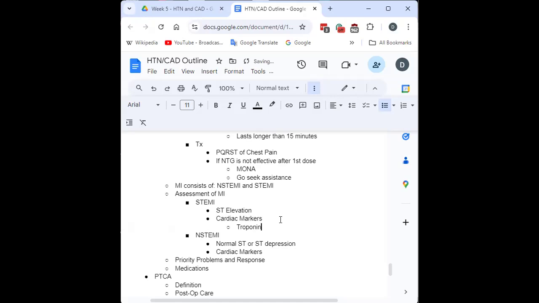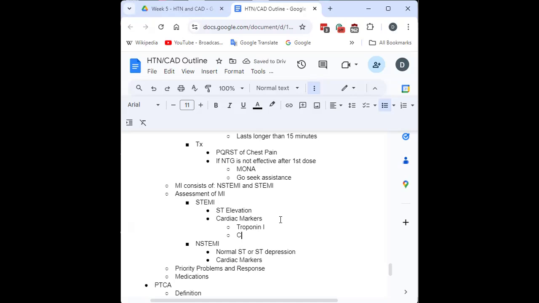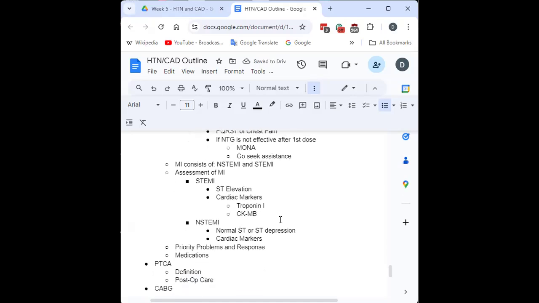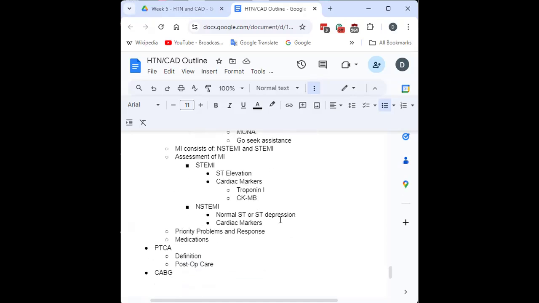There are two types of troponin: troponin I and troponin T. There's also creatine kinase, and CK-MB, that's the myocardial one. BNP is more for heart failure, but it's not a bad thing to look at. Sometimes your heart failure can lead to an MI. That is true.